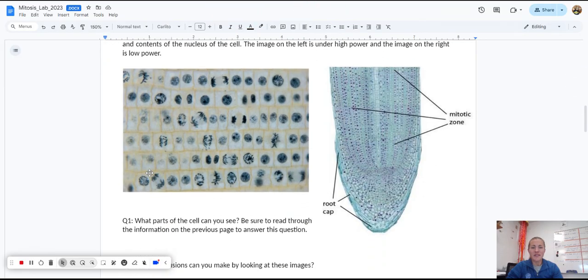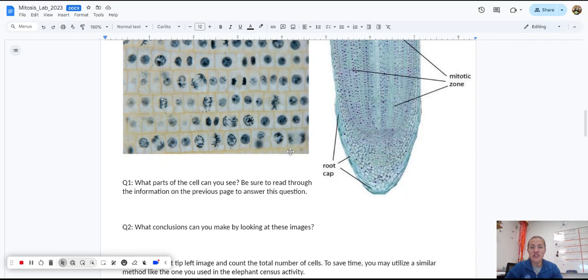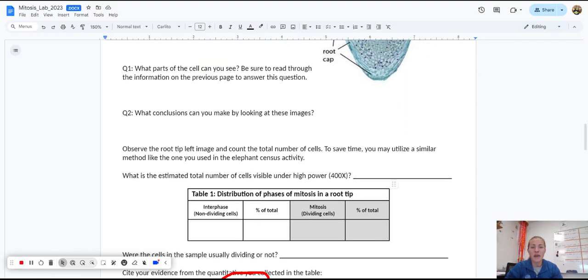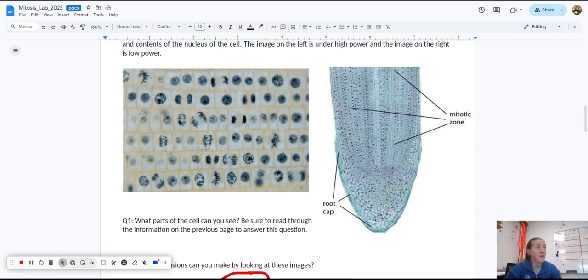So next on this, what you are going to do is use this picture of the onion root tip. So this is the bottom part of a root. This is where a lot of mitosis is going to happen because the roots of this plant need to continuously grow to find nutrients and different things like that. So you are going to use this image to actually count up the number of cells that are in interphase, so not dividing, and then the amount of cells that are actually physically dividing, okay?